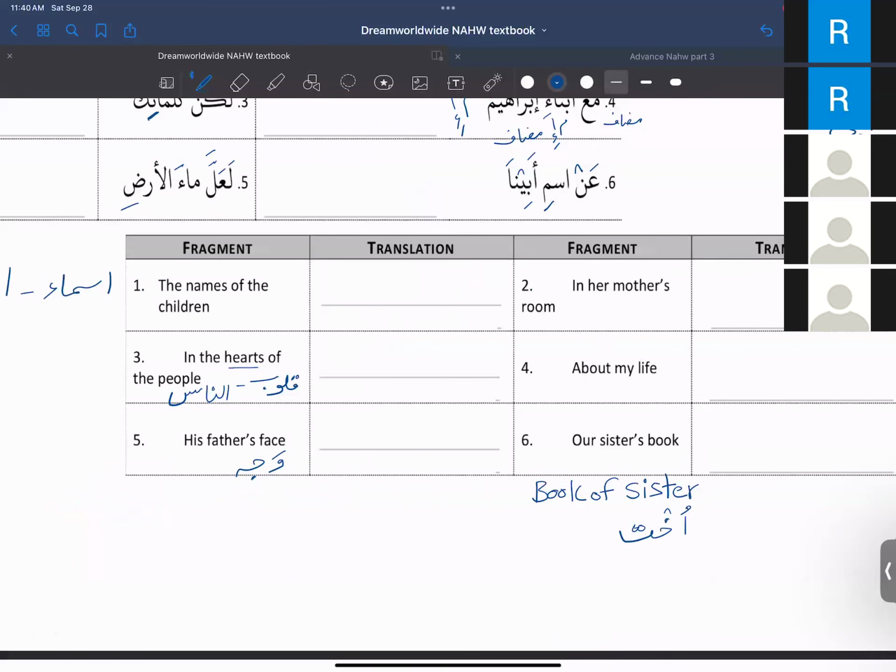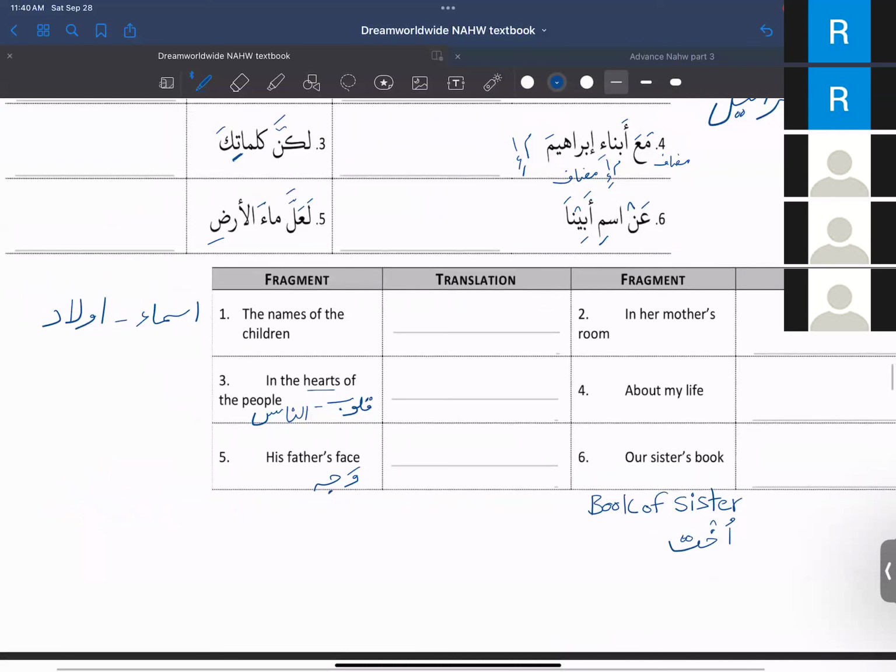Okay, now you have to do the Arabic. So the English is given and we need to translate into Arabic. The names of the children. Name is Asma. Children is Aulad or Abna. Right? So how are we going to construct that?